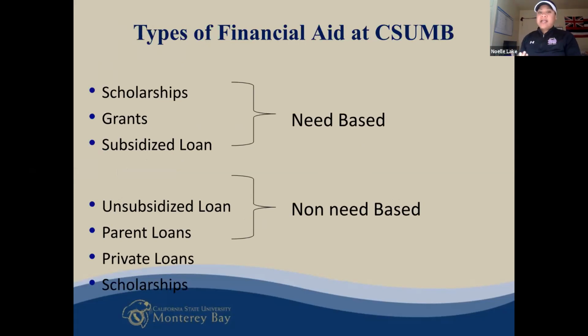Now here at Financial Aid, we base it on a need basis, which is from your FAFSA, or the non-need basis, which we don't look at. We do look at FAFSA, but it's not compared as your need basis. So with the need basis, you can get scholarships, grants, and subsidized loans. Like I said, I'll go ahead and present what each one represents. The non-need basis is the unsubsidized loan, parent loans, private loans, and then also other scholarships as well.